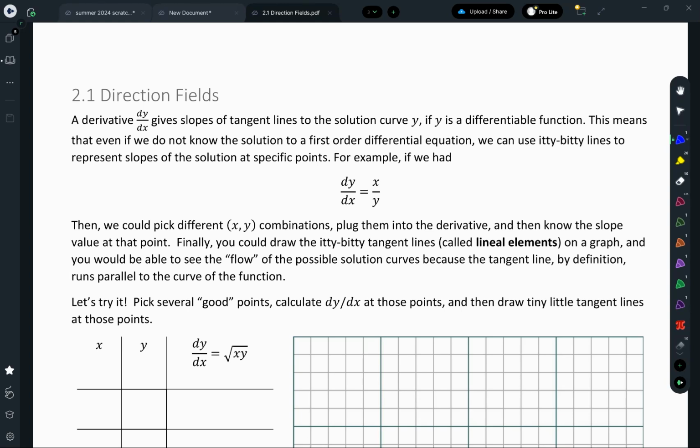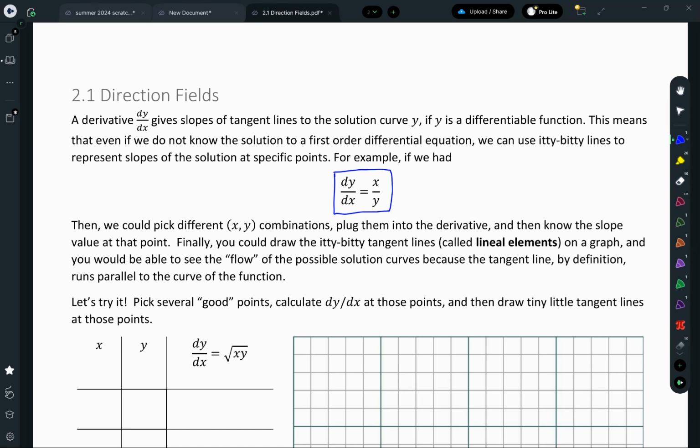Okay? So any derivative that we have, if we were to solve for dy/dx and get it in terms of x and y, then what it's giving us is slopes of tangent lines to the solution curve. So I've got this differential equation right here, dy/dx is equal to x over y. This tells me that the slopes of the tangent lines to my solution are x over y. So I could plug in any x and y pair and figure out what the slope is at that particular point.